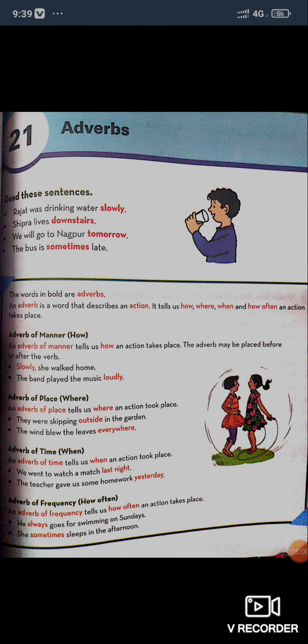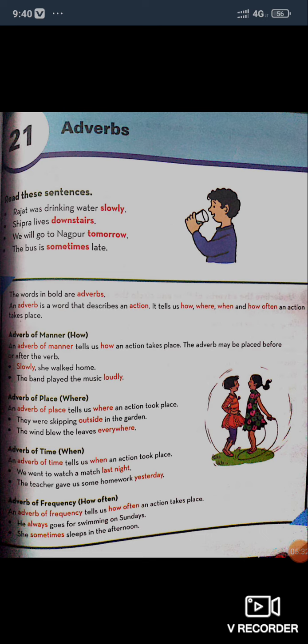The examples are: we went to watch a match last night. The teacher gave us some homework yesterday. So here the words which give the answer to the question when go with the adverb of time. For example, first, always, now, monthly, finally. These are the words that show the time. So those are the adverbs of time.